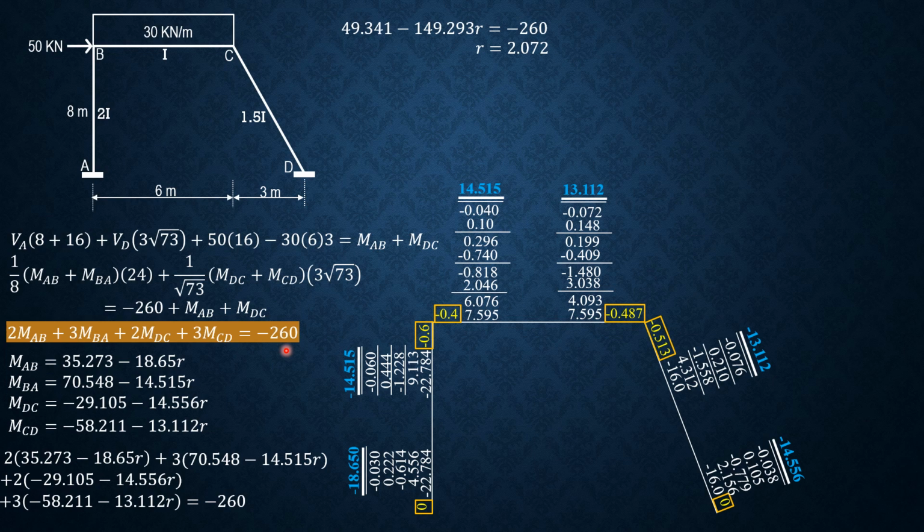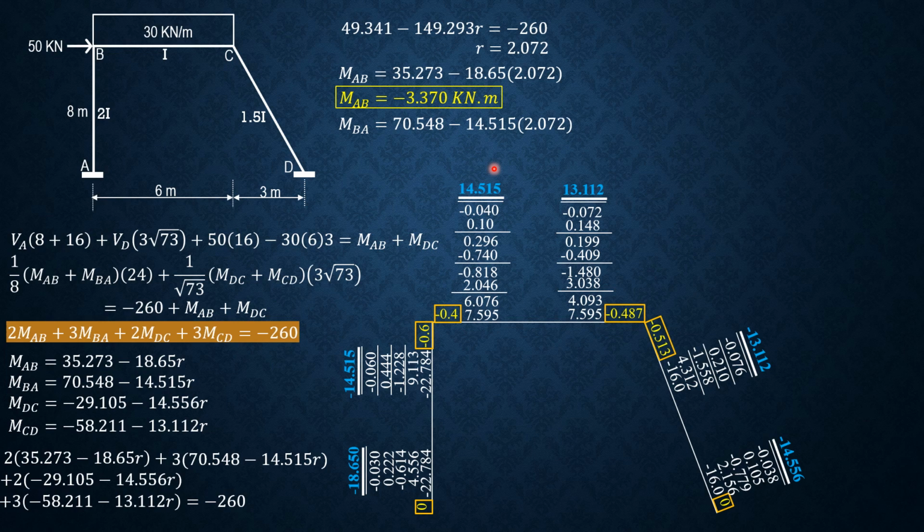Combining like terms, then simplifying, 49.341 minus 149.293 R equals negative 260. Finally, we can solve R. R is 2.072. Then from there, we can compute the moments. Moment AB is equal to 35.273 minus 18.65 times 2.072. So moment AB is equal to negative 3.370 kilonewton meter.